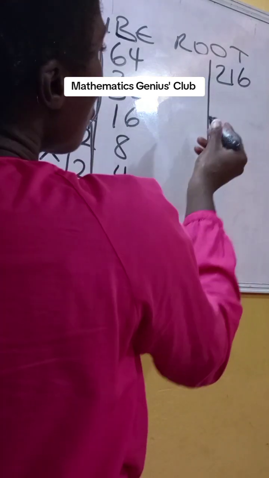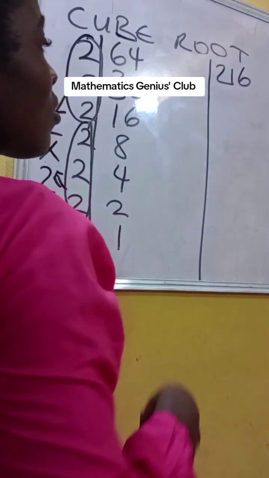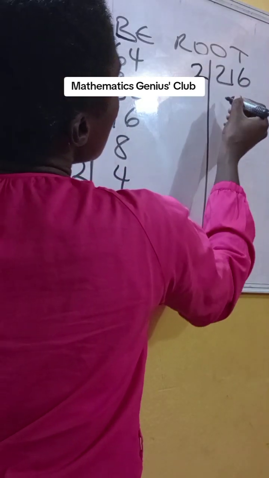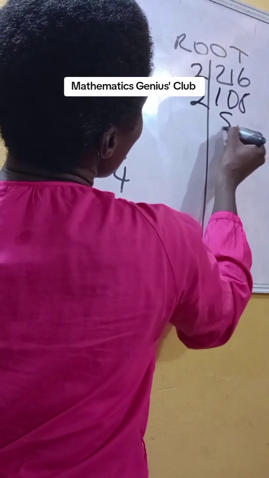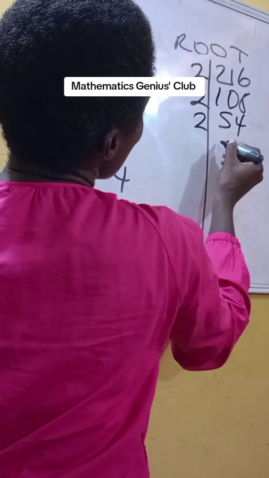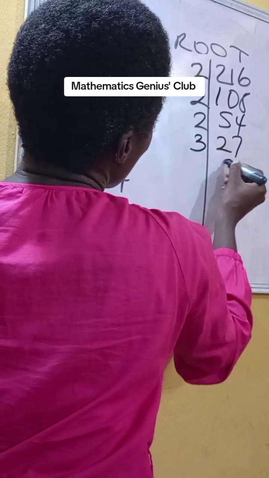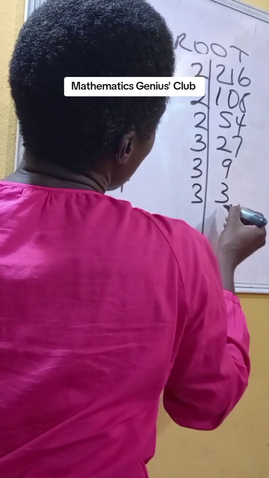Thanks. Let's continue. Now we move to the cube root of 216. The first prime number that can divide 216 is 2. So we divide by 2 to get 108. We divide by 2 again to get 54. We divide by 2 again to get 27. Next thing I can divide by is 3 to get 9. Again 3 to get 3. Again 3 to get 1.